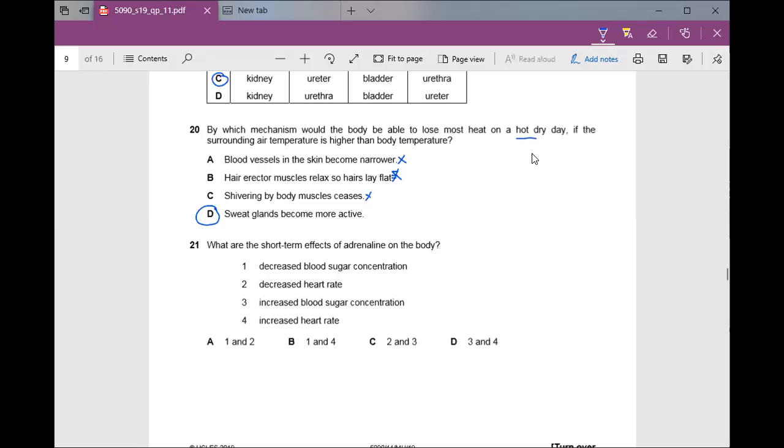Number 21 is, what are the short-term effect of adrenaline? When in some person's body, adrenaline is working, at that time blood sugar concentration increases and the heart rate also increases. So 3 and 4 is there.